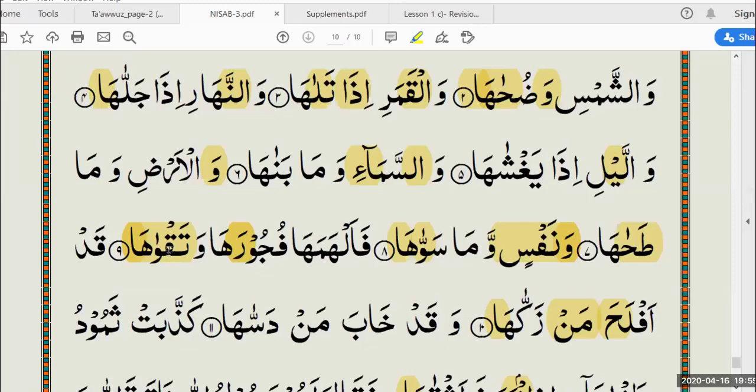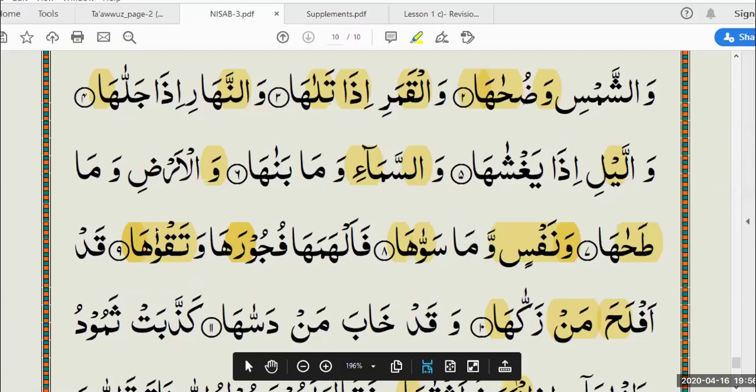Qaf is a harf qalqala. Well done, excellent. But now we have three types of qalqala. The letters are the same, but there are three different ways we do this. One is soft qalqala, the other is moderate qalqala, and the last is hard qalqala. So do you think this is soft, moderate, or hard, and why?